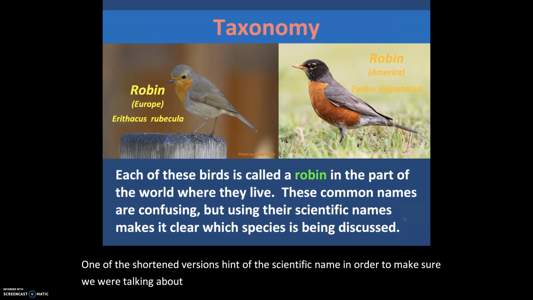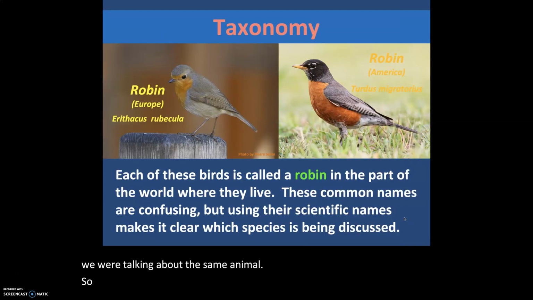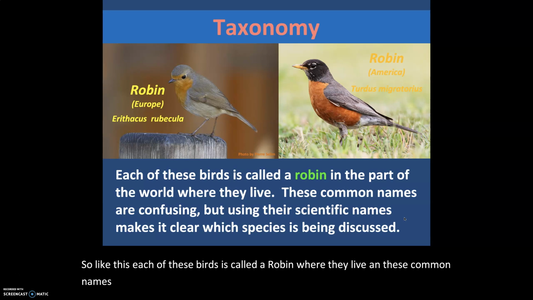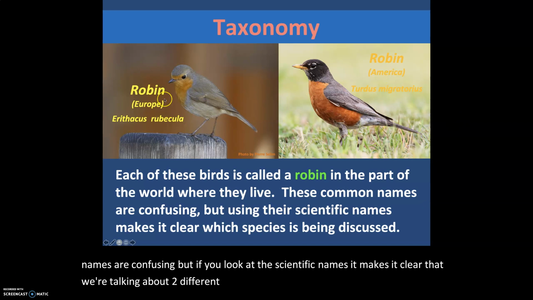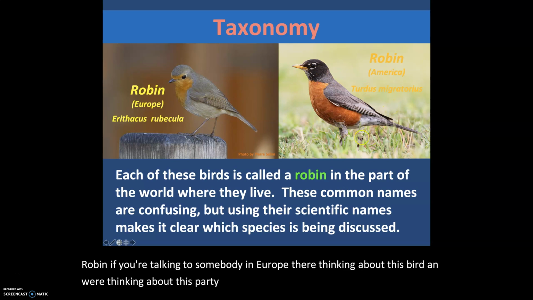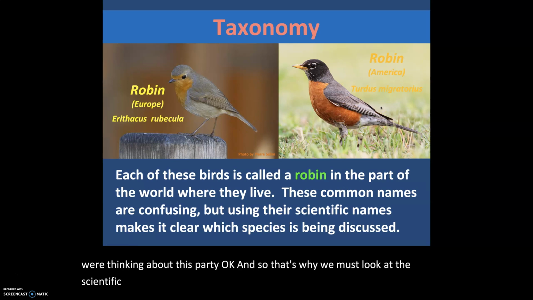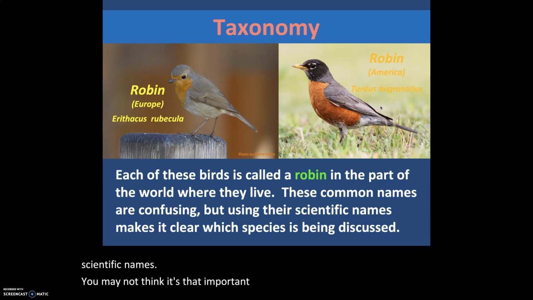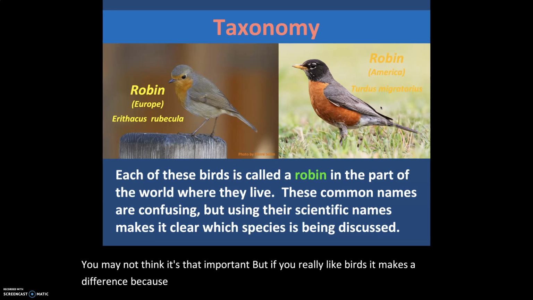the same animal. So, like this, each of these birds is called a robin where they live, and these common names are confusing, but if you look at the scientific names, it makes it clear that we're talking about two different species. So, like I said, common names, robin and robin. If you're talking to somebody in Europe, they're thinking about this bird, and we're thinking about this bird. Okay, and so that's why we must look at the scientific names. You may not think it's that important, but if you really like birds, it makes a difference because a robin is not a robin everywhere.